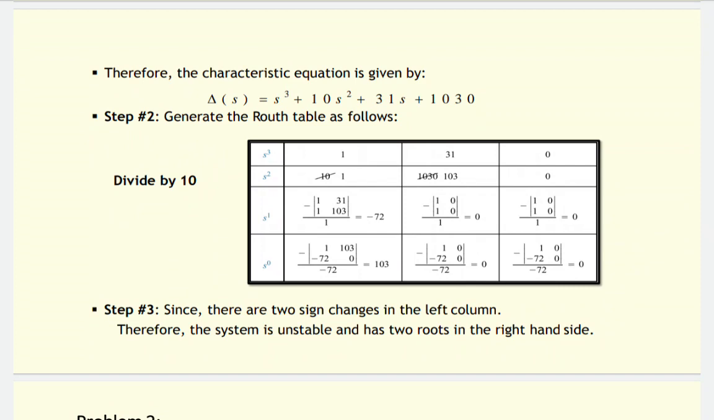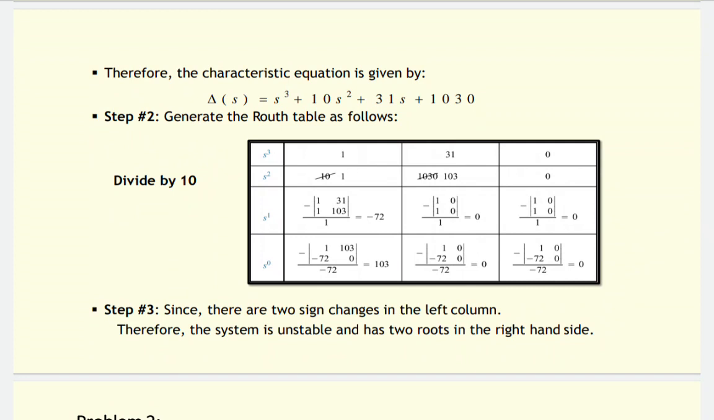Then alternate coefficients should be substituted in the very first two rows, that is 1, 31 in the first row, then 0 will come obviously, and then the other row is 10, 1030. That means I am taking common 10. You can keep 10 also, no problem. When I take common 10, it generates 1 and 103. Otherwise you just keep it 10 and 1030. It does not cause any problem.